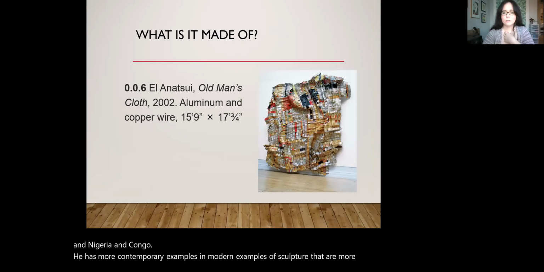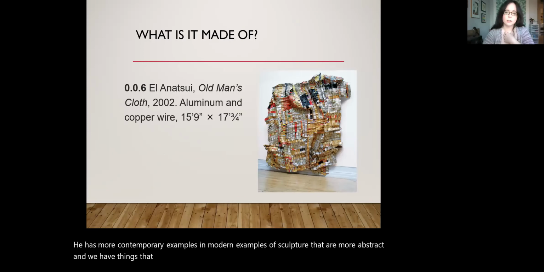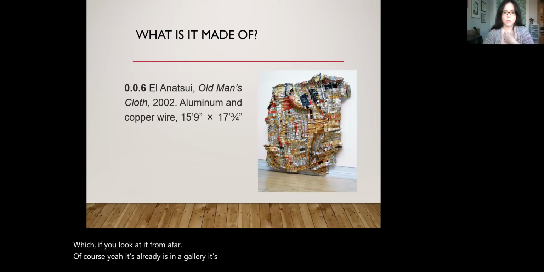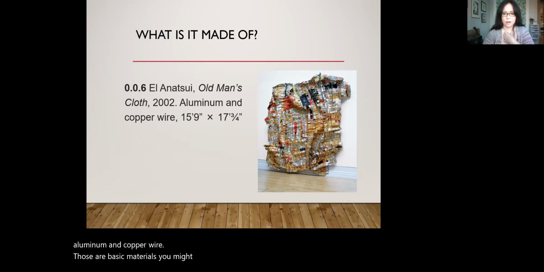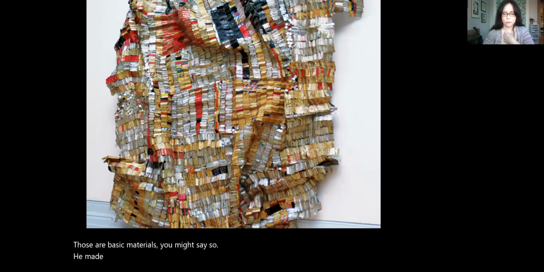And we have things that are actually quite challenging, like Ellen Atsui's Old Man's Cloth, which if you look at it from afar, of course, yeah, it's art. It's in a gallery. It's beautiful and shiny and colorful. It's made of aluminum and copper wire. Those are basic materials, you might say. So he made something great out of it. When you look further, when you read about it, those are all the foil tops of liquor bottles.